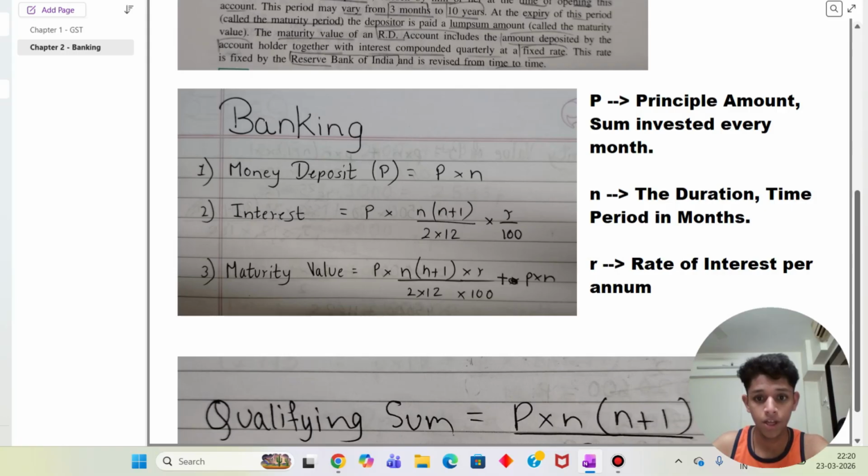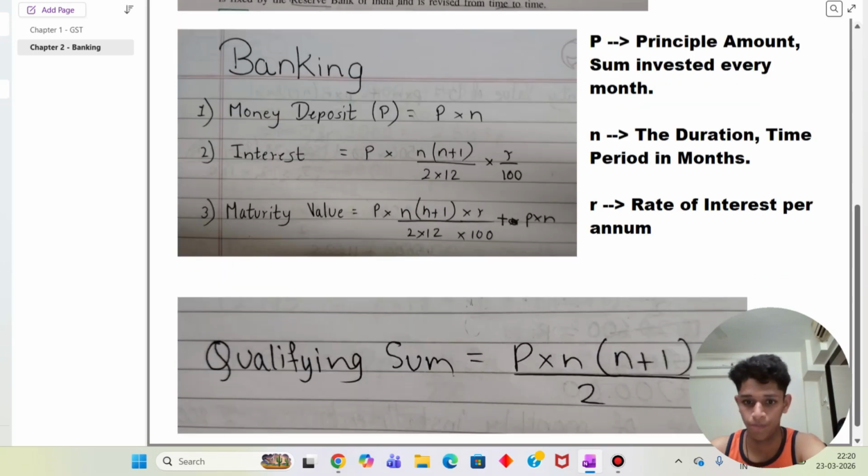depicts the money deposited, and P into N plus 1 into R upon 2 into 12 into 100 tells us the interest. Together, we add the interest plus the money deposited, and it forms the maturity value. Again revising, P is the principal amount invested every month. N is the duration, the time period in months. And R is the rate of interest per annum. Per annum is very important. And the interest is compounded quarterly. It can come as an MCQ.